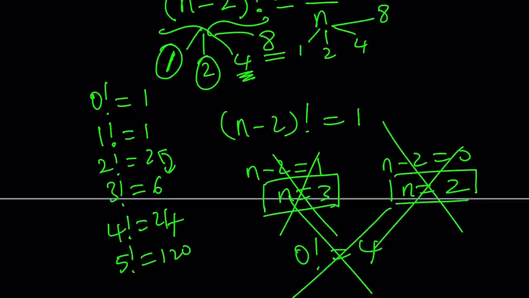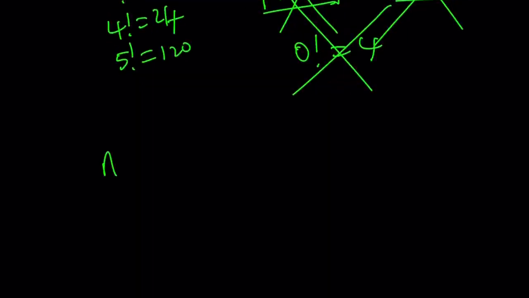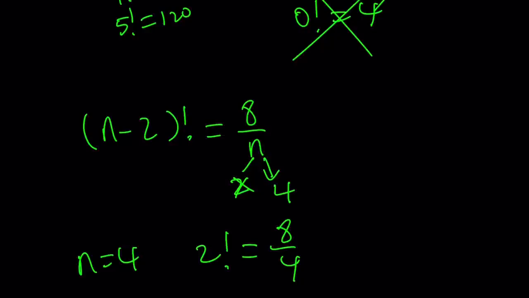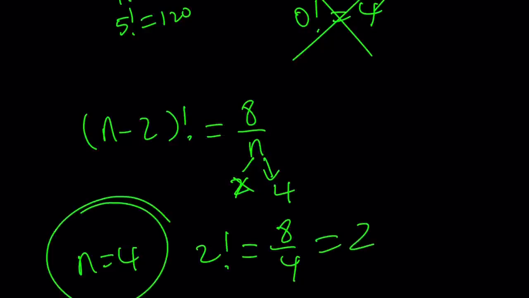So what do we end up with? The only thing that's going to work here is what? Let's go ahead and explore right here. (n minus 2) factorial is equal to 8 over n. So we tried 1, it did not work, right? If n is equal to 1, it didn't work. n equals 2 gave us 4, it didn't work. n equals 4 gave us 2, and that is going to work. Because if n is equal to 4, you get 2 factorial equals 8 over 4, which is 2, and that is the only solution to this equation.